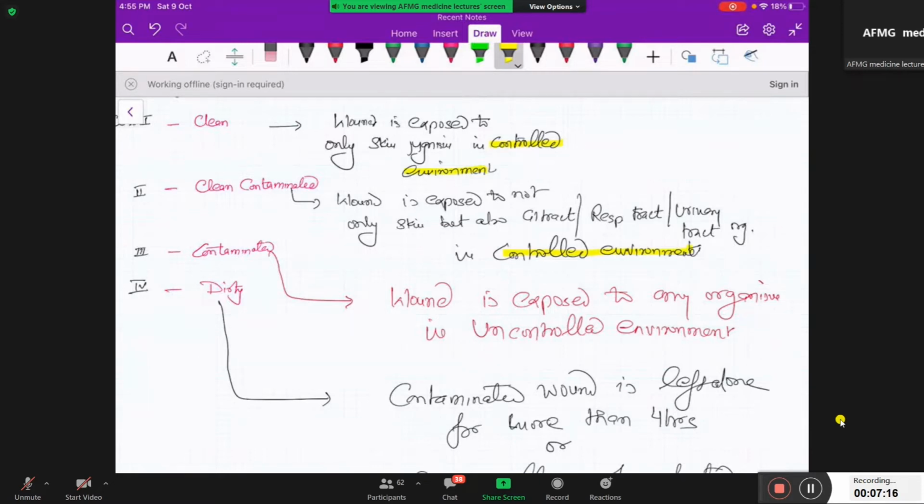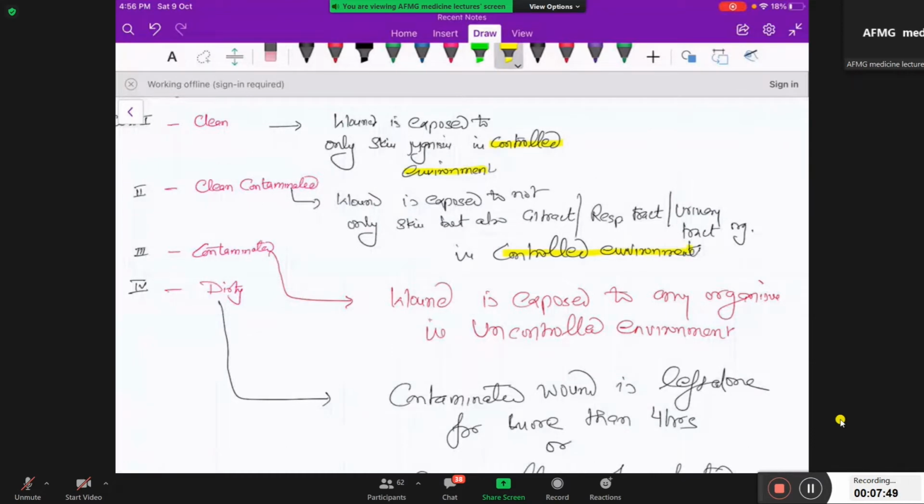Environment can be controlled, environment can be uncontrolled. Now, what makes environment? We have to first understand that. Two things make environment: outside environment and patient's own environment. What does that mean? Say, for example, I give you an example, then only you'll understand. In deciding any wound, we have to look at two things, organism and the environment.